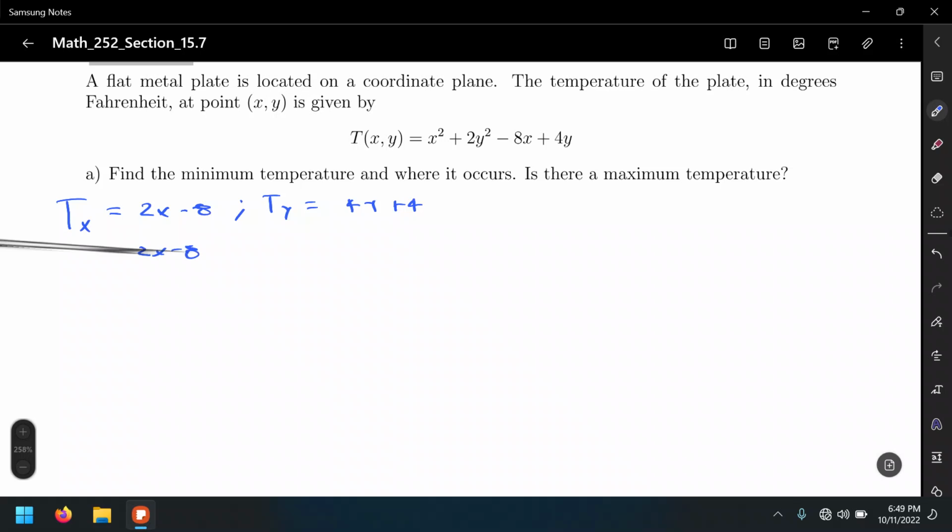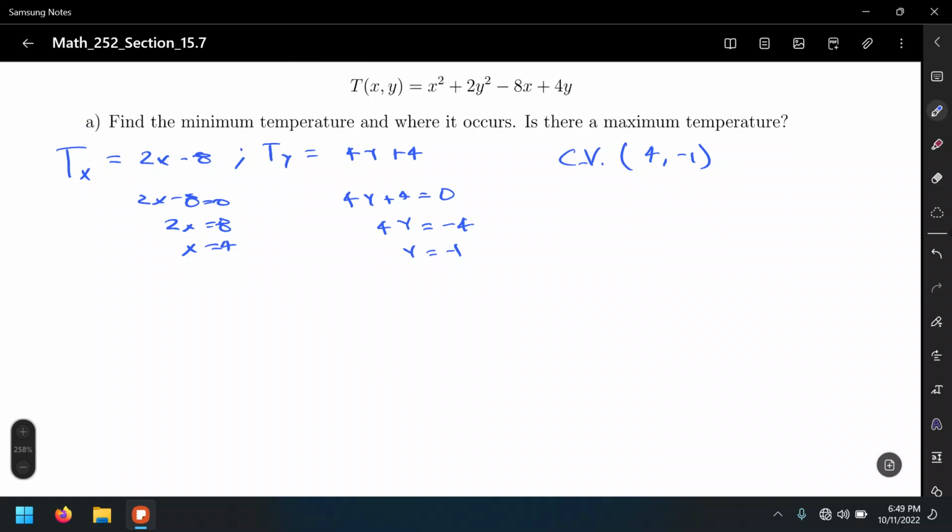So 2x minus 8 equals 0 and 4y plus 4 equals 0. That means 2x equals 8 and 4y equals negative 4. That means y equals negative 1 and x equals 4. So the critical point is the ordered pair (4, negative 1). Alright, so we need to determine whether that point will give us a maximum or a minimum.